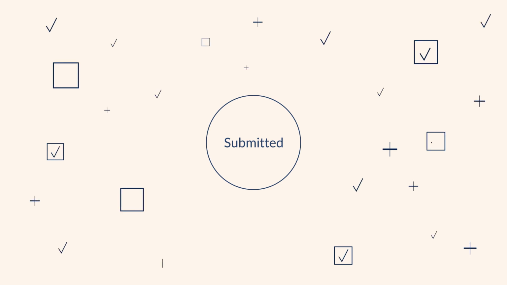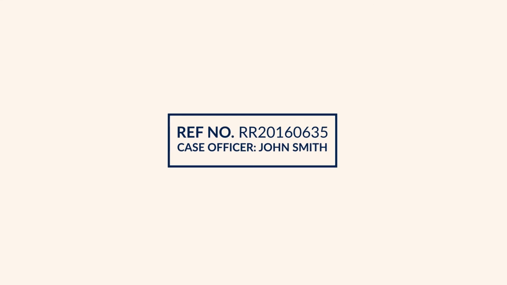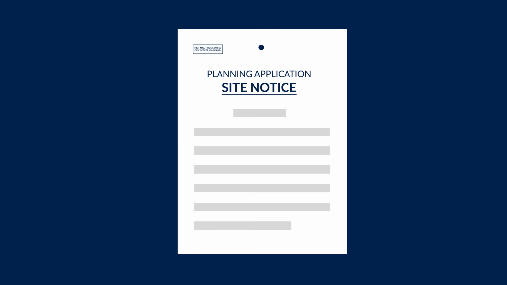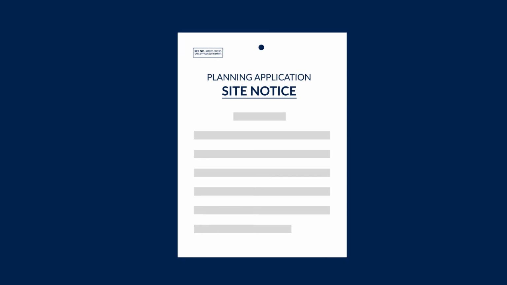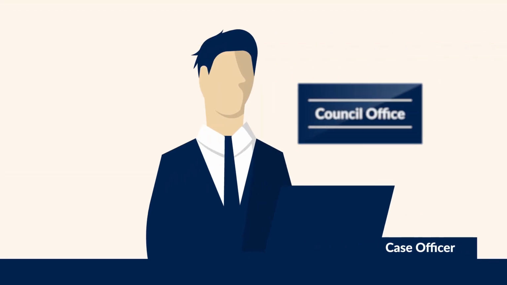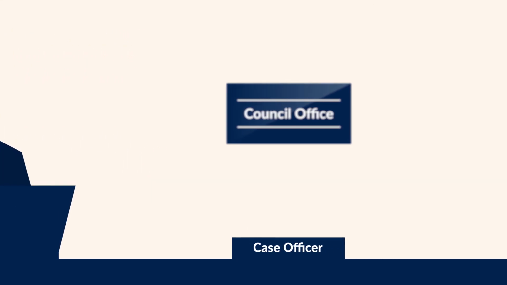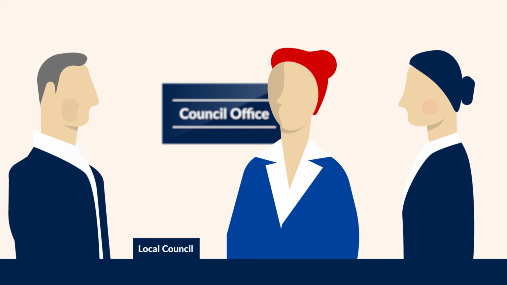Once submitted and validated, so they've checked you've given them everything they need, the council assign a reference number and allocate the application to a named case officer who will deal with it from then on. Councils are required by law to publicise all planning applications, giving the public a limited time to make comments. If what you're applying for is minor, it'll usually be determined by the case officer, but if it is larger and/or controversial, it will go to planning committee and be decided by local councillors.